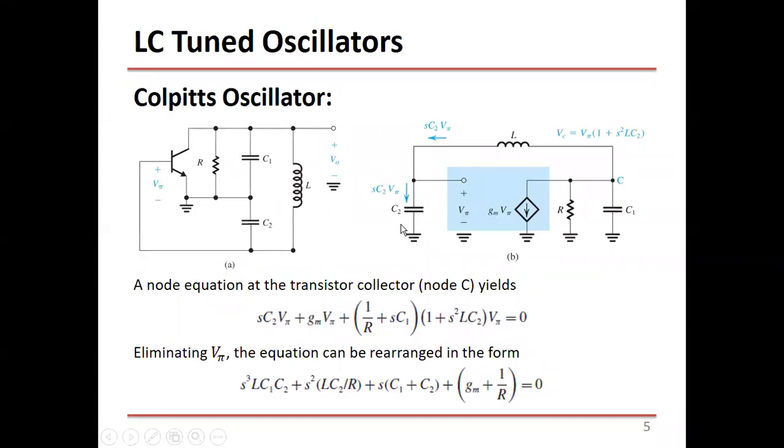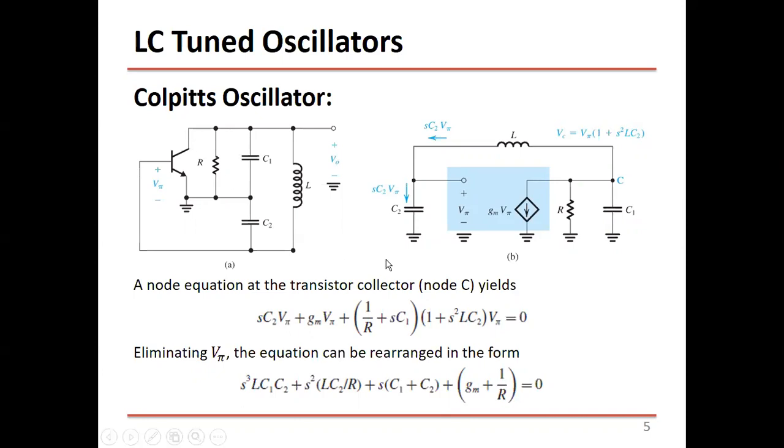So first we'll study the Colpitts oscillator. The idea is to find the loop gain and equate this loop gain to 1, and then solve to find the resonance frequency, or the frequency of oscillation, and the gain required to maintain or sustain this oscillation.